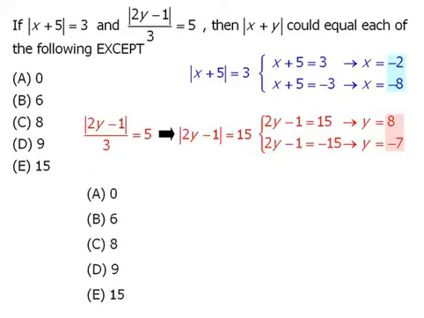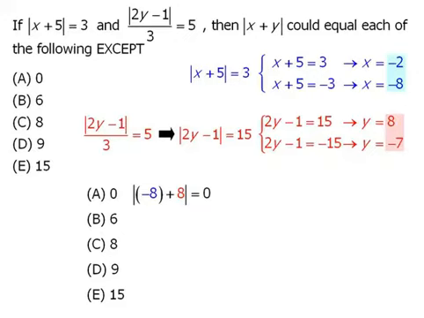Now let's check our answer choices. We'll begin with A. Can we find a value for x and a value for y such that the absolute value of x plus y equals 0? The answer here is yes. When x equals -8 and y equals 8, then the absolute value of x plus y does equal 0.